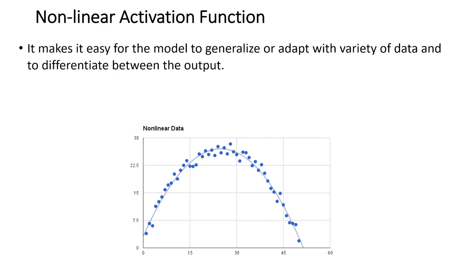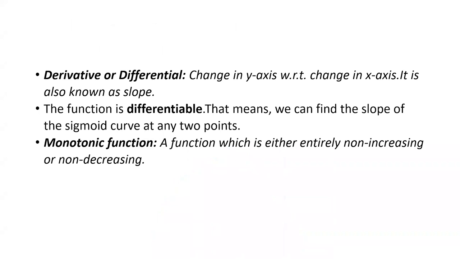Now it is easy for the model to generalize or adapt to a variety of data and to differentiate between the outputs. Ideally, barring a few scenarios, the majority of the data we see nowadays in real life is non-linear. And for that, a non-linear activation function is very much required for our analysis, for our neurons to understand and make decisions.